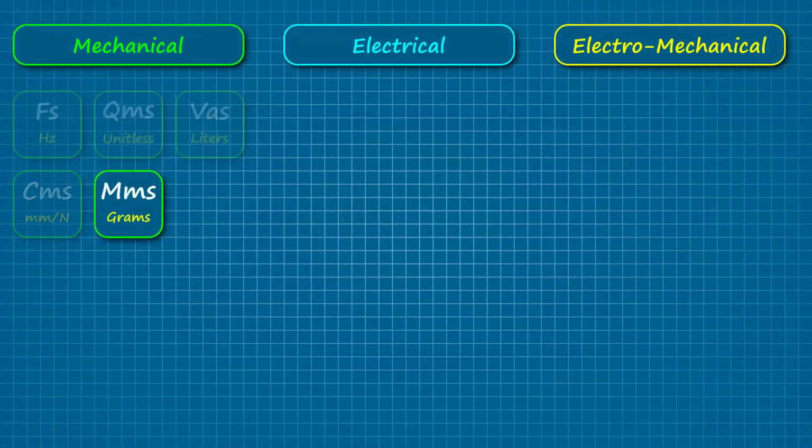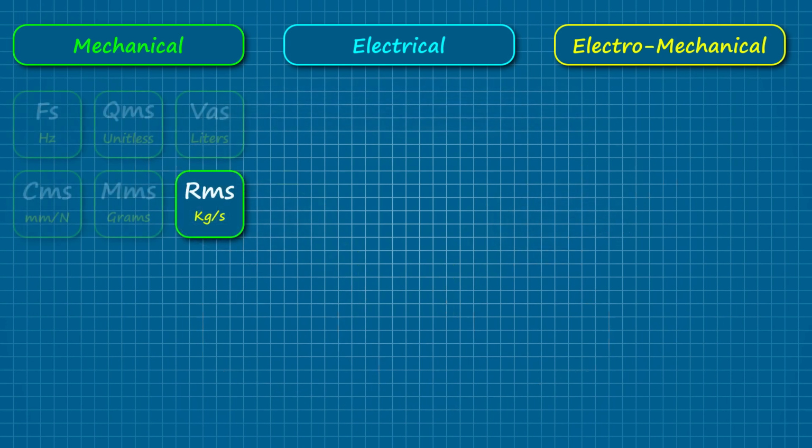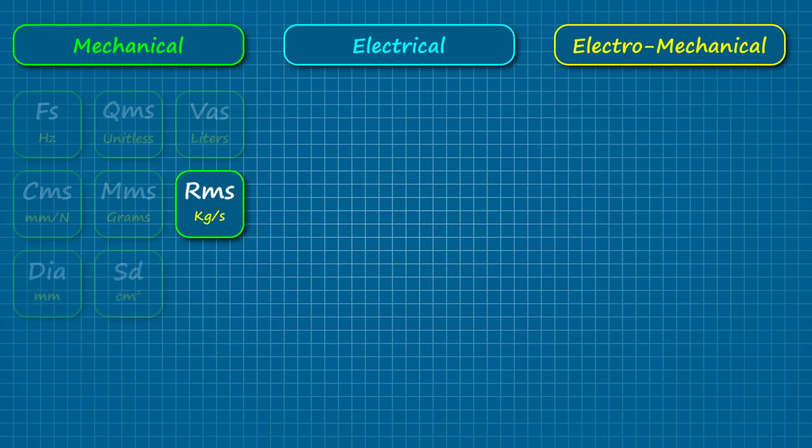Next, there is the moving mass, described by the MMS parameter, which accounts for the weight of the cone, the voice coil, the former, half the surround, half the spider, and the air mass directly in front of and behind the cone. The RMS parameter gives us still another way to express the mechanical damping, namely as a function of the moving mass and the mechanical Q at the driver's resonant frequency, with the resistive losses expressed in mechanical ohms or mass over time. In fact, the next two parameters make for a straightforward example of how a given measurement can be expressed in a multitude of useful ways.